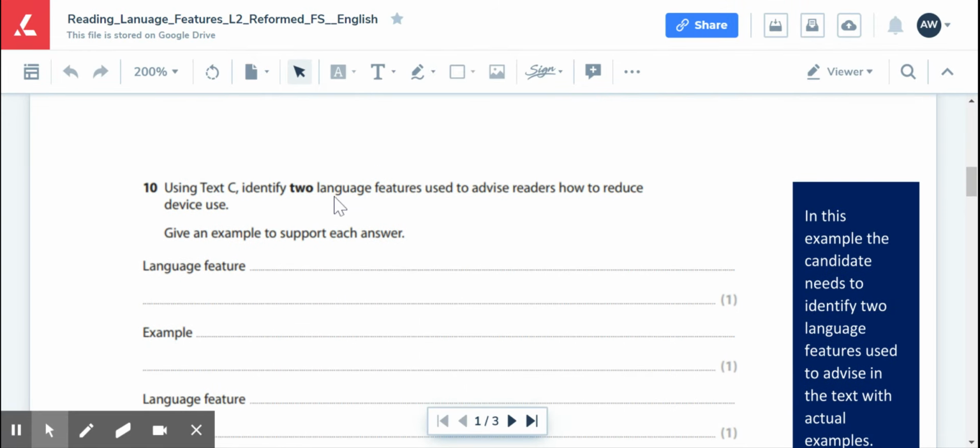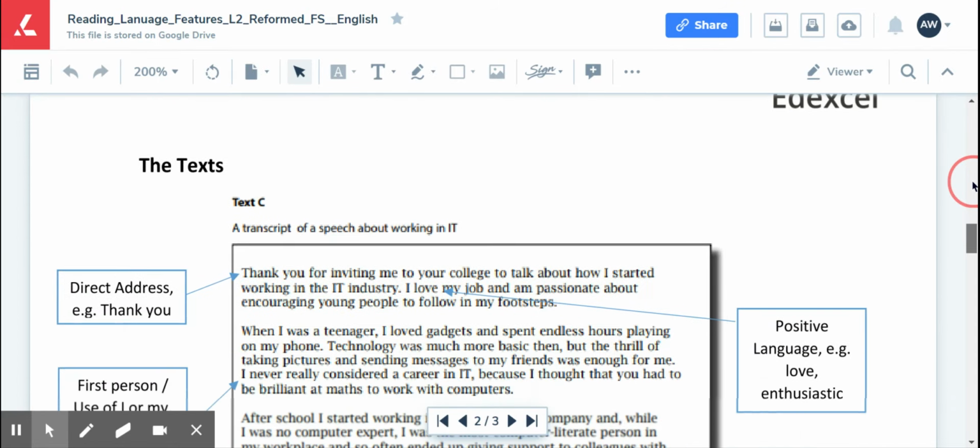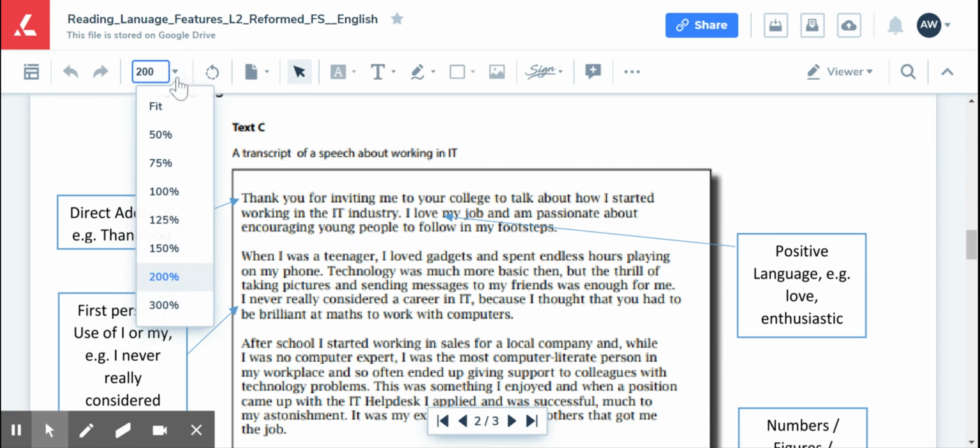And you might get another question on language features, this time focusing on a different purpose, this time focusing on advising readers. But just always bearing in mind, first thing you do, underline the keywords of the question. Next thing, state your language feature clearly. Make sure the example relates to that language feature. We're going to look at an example of a paper now. I'll just enlarge this so you can see it more clearly.